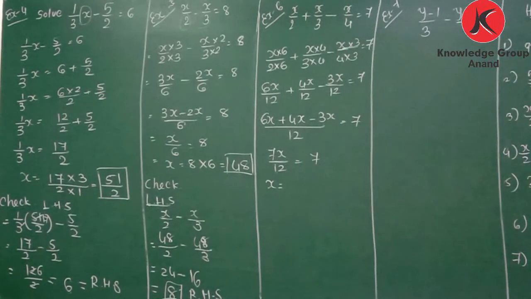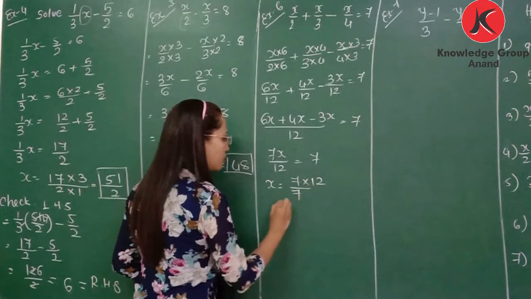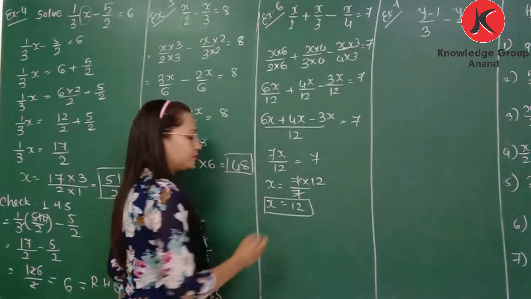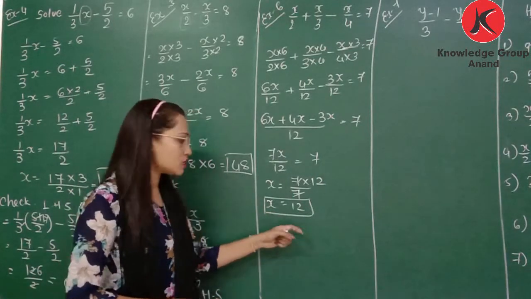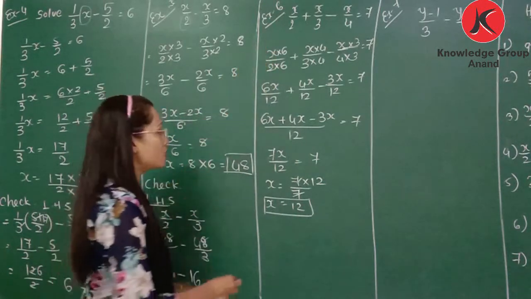Now take the 7 from the left to right. So here 7 will be the divide and 12 will be the multiply. So 7 will be cancelled out. x is equal to 12. Okay, so our value of x is 12. Now you can check your answer by writing x is equal to 12 in left hand side. So let's write.